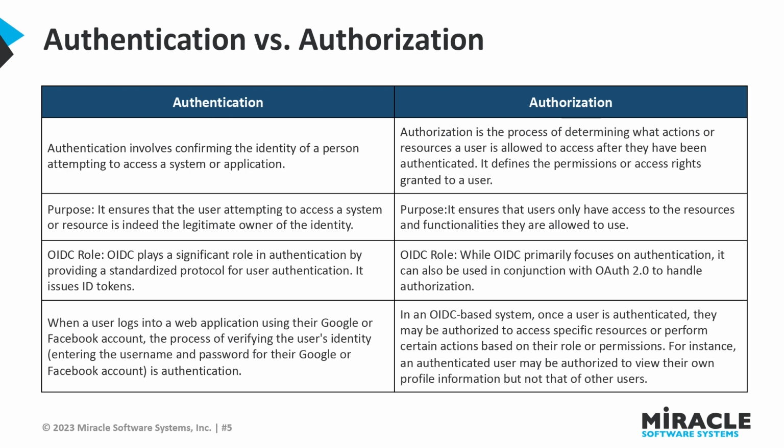Let us understand with an example. For authentication, a user logs into a web application using their Google or Facebook account, in which the user identity is verified using a username and password. For authorization, once a user is authenticated, meaning they provided the username and password, they are assigned a special ID token that defines which resources the user can use or access.